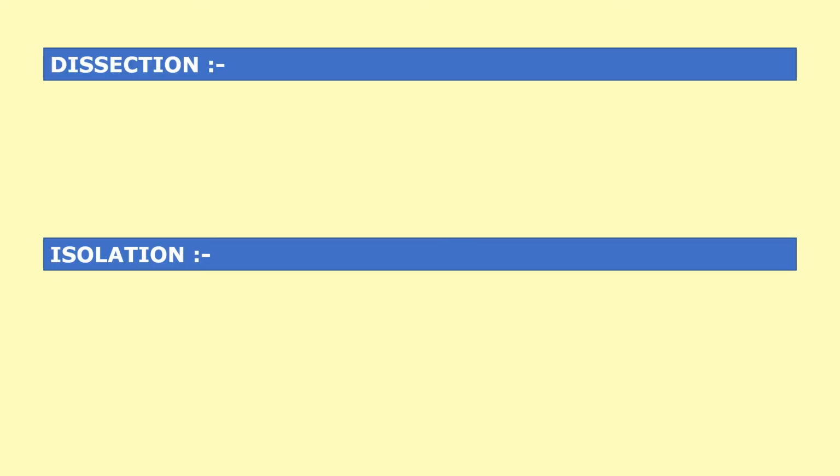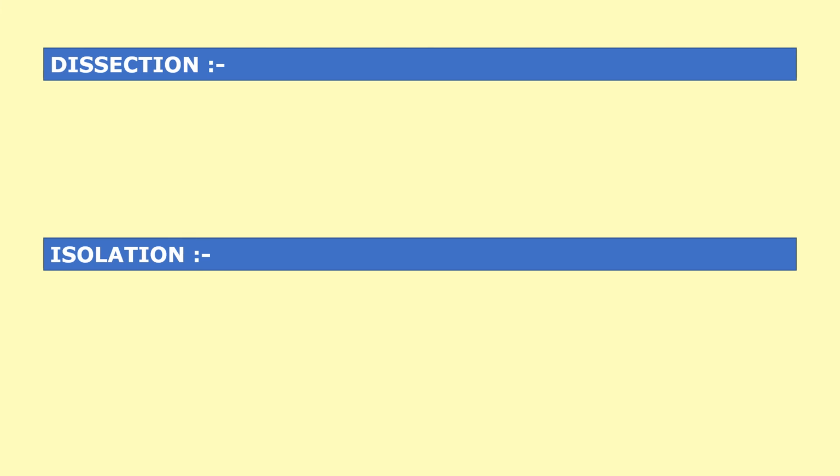Then two important definitions. One is dissection and the second one is isolation. Dissection means with the help of dissecting instruments like scissors, forceps, etc., I am going to expose the different parts of animals. That is known as dissection. Using scissors and forceps, what am I doing? I am going to expose and see different parts of animals. That is known as dissection.